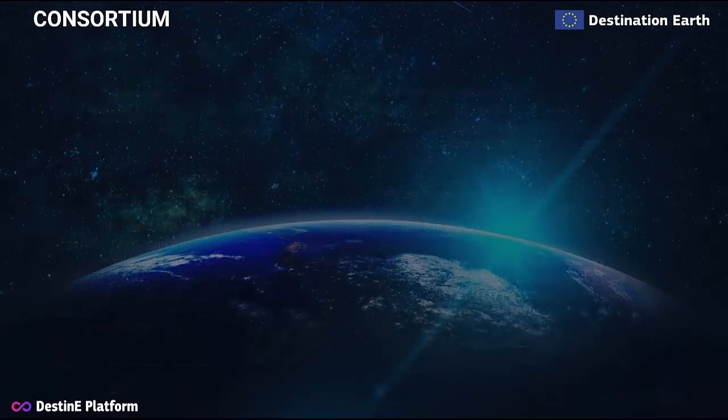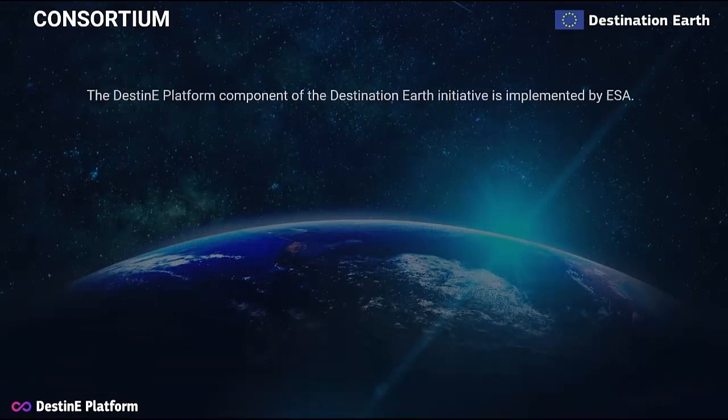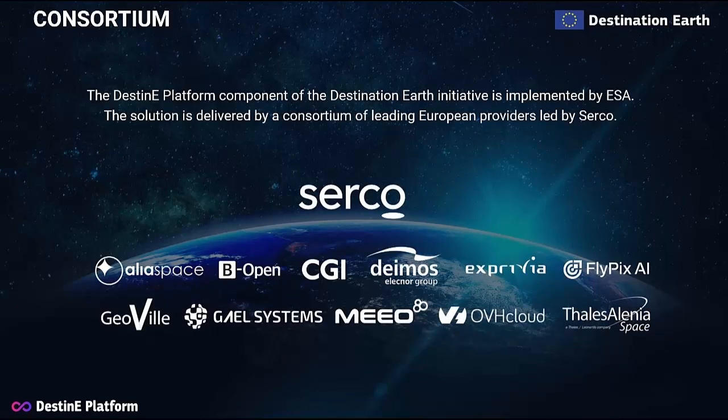The procurement of the platform is implemented by the European Space Agency. The DestinE Platform Consortium, led by CERCO, is made up of key European industrial partners to deliver a solution that integrates and uses proven capabilities for its successful implementation and operations.